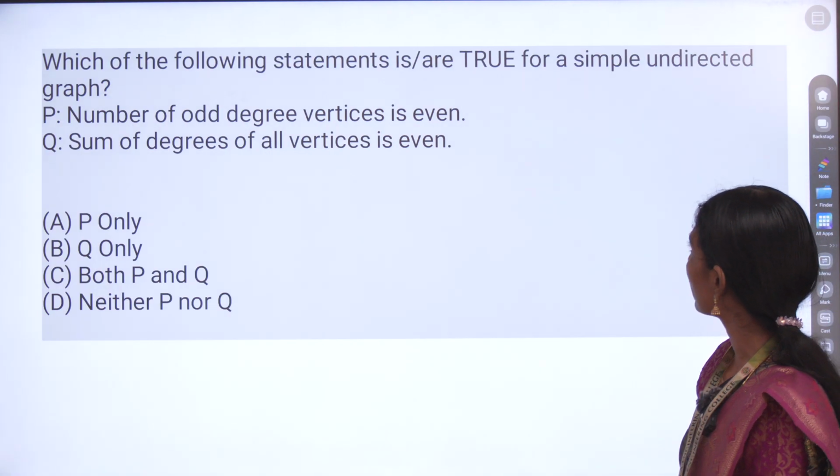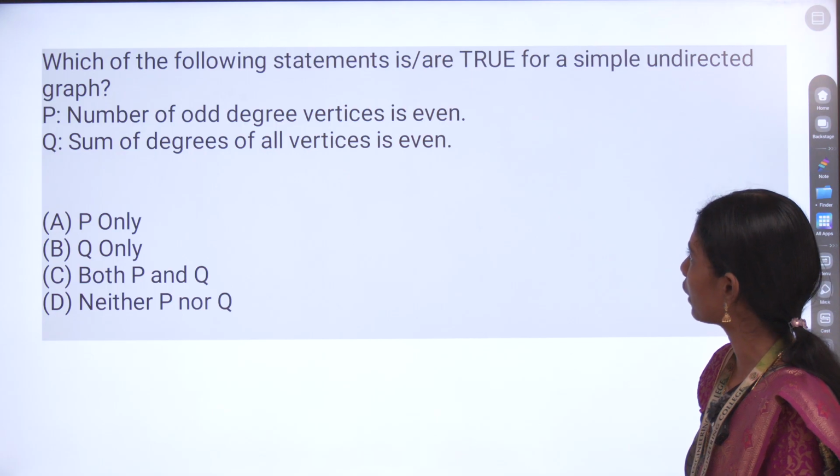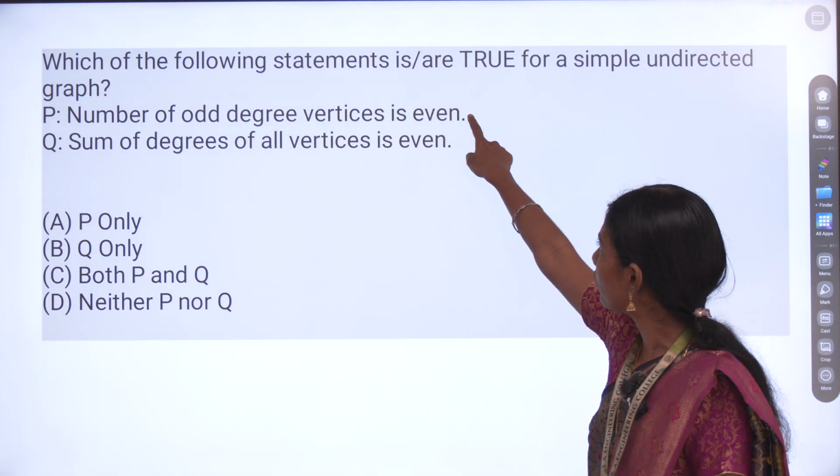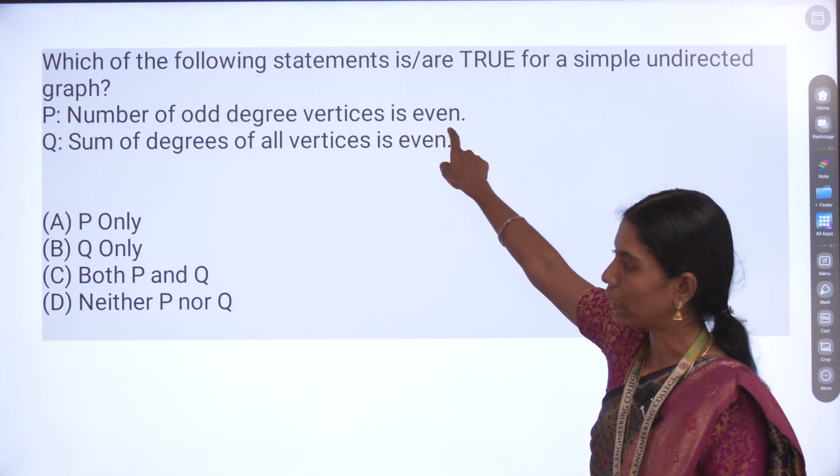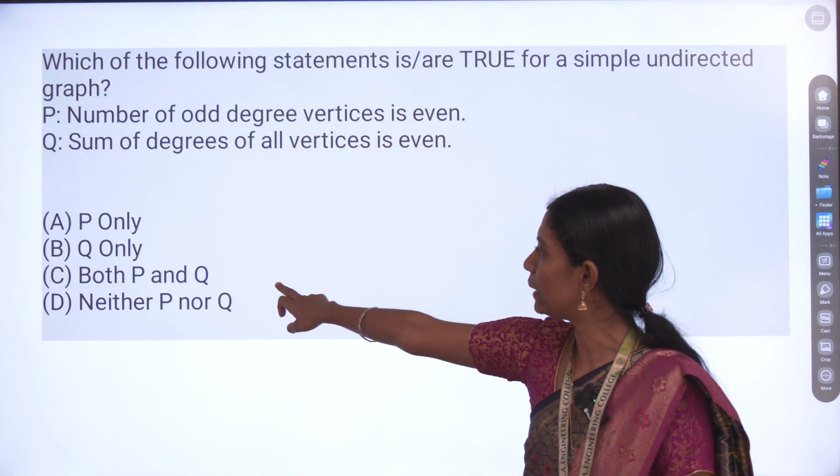Which of the following statements is true for a simple undirected graph? P: the number of odd degree vertices is even. Q: the sum of degrees of all vertices is even. Both answers are true. The answer is both P and Q.